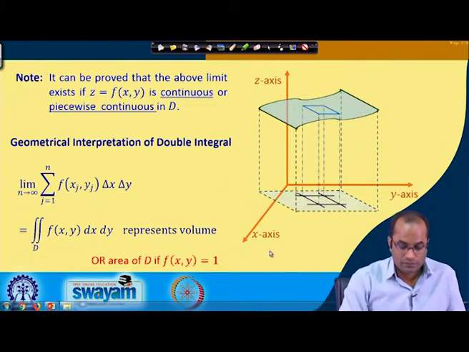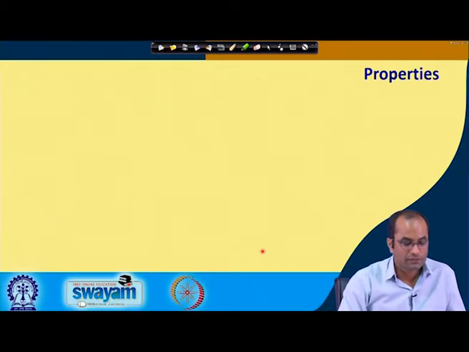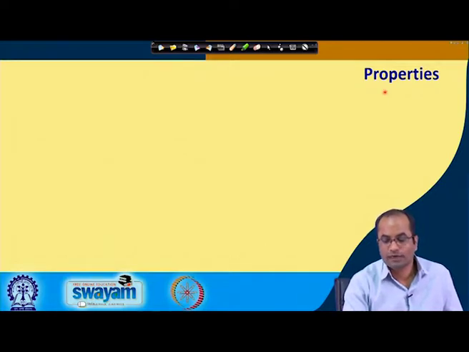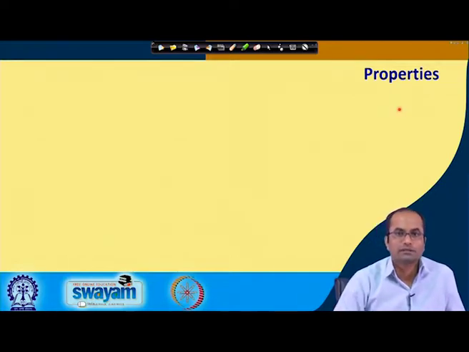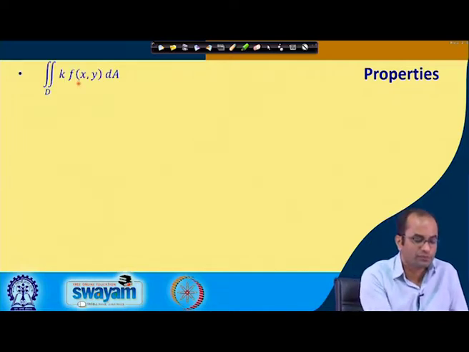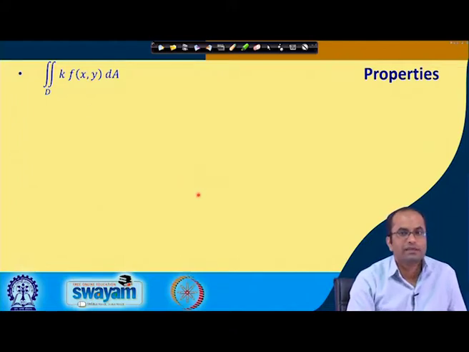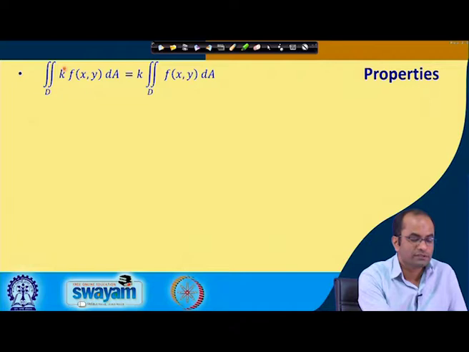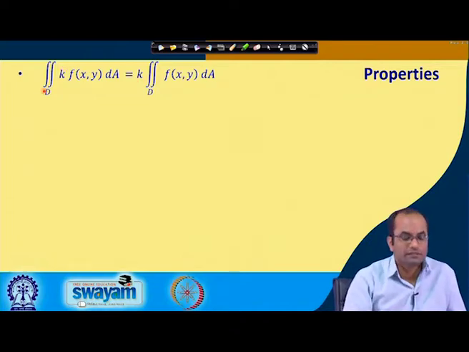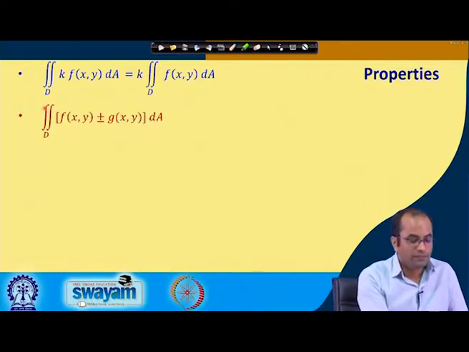Well, so coming further now for the evaluation part. Before we go to the evaluation, let us discuss some properties of the double integral. Similar to the single integral, we have more or less the same properties for the double integral as well. So, for example, we have here k multiplied by this function f(x, y), and in that case this is a constant k, so that can just come out of the integral, and then we have the integral over D of f(x, y) dA. Similarly, we have the addition here or the difference of the two functions f and g.